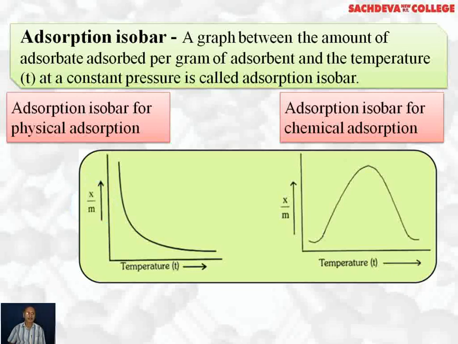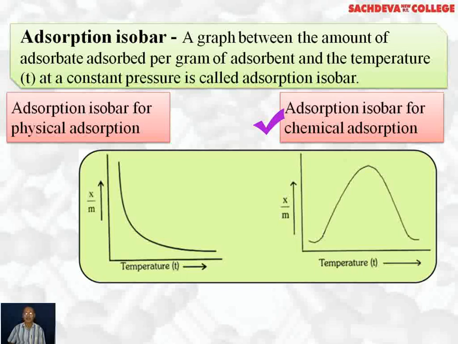X is mass of adsorbate and m is mass of adsorbent. So when we plot a graph between x over m versus temperature at constant pressure, the graph obtained for physical adsorption is the first one. It shows that extent of adsorption decreases with the increase in temperature, because as the temperature increases, the force of attraction between adsorbate and adsorbent, which is already weak, will become more weaker and desorption will take place and extent of physical adsorption will decrease.